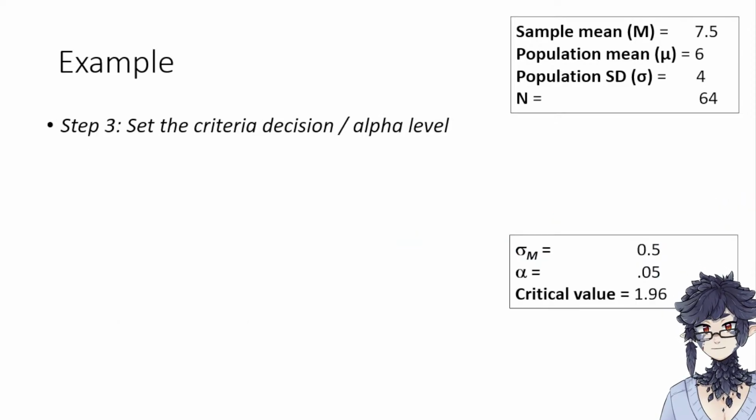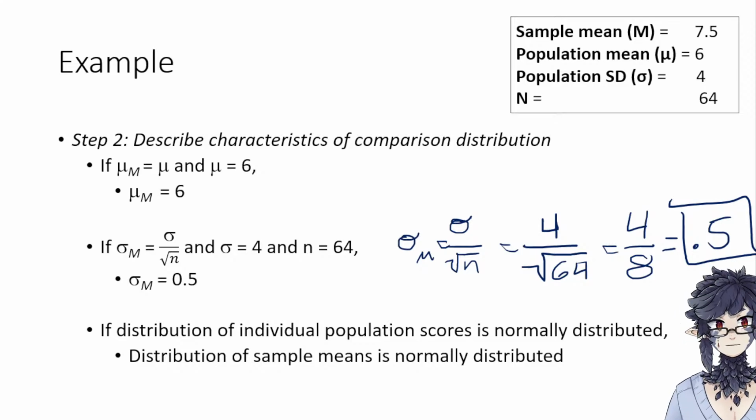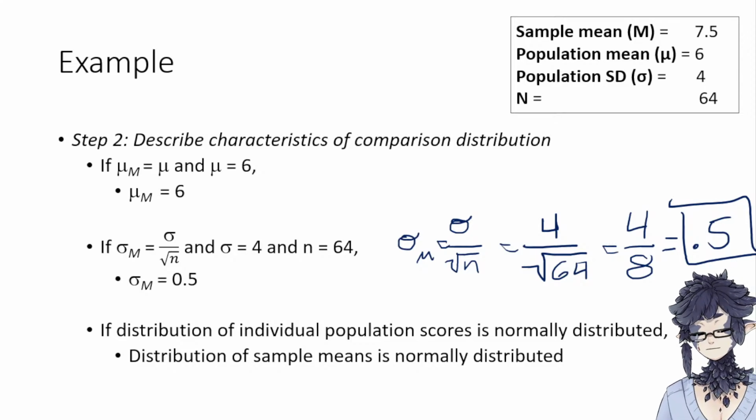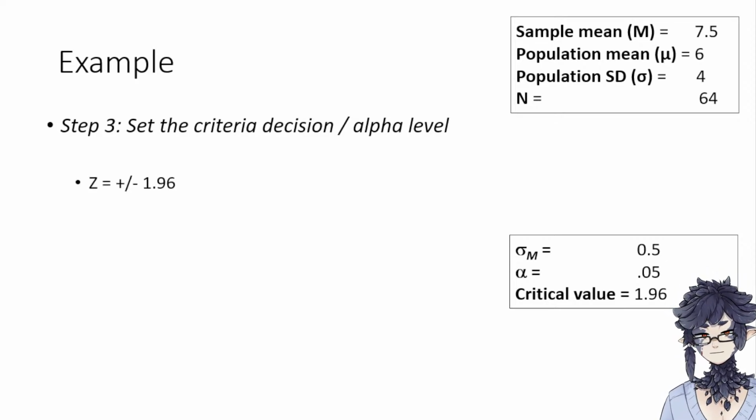Okay, so that was step 2. We've established what the control group looks like, what the population who hasn't been recommended the show looks like. Now we have to set our cutoff. We're using the typical standard cutoff in psychology of alpha of 0.05, which means our z critical value is plus or minus 1.96.